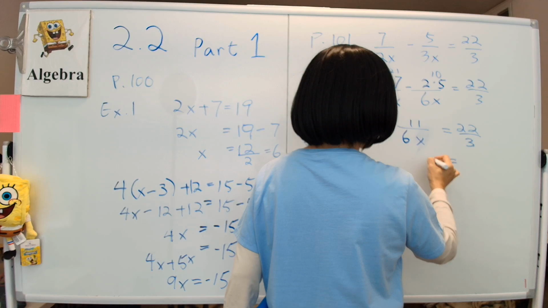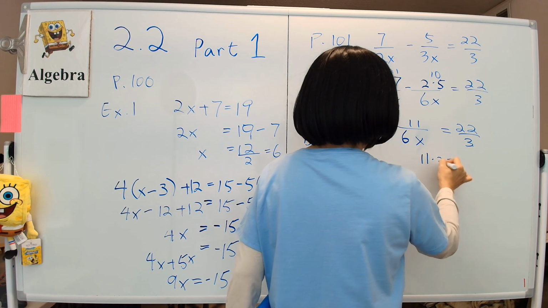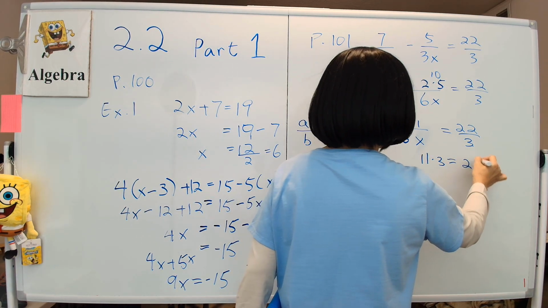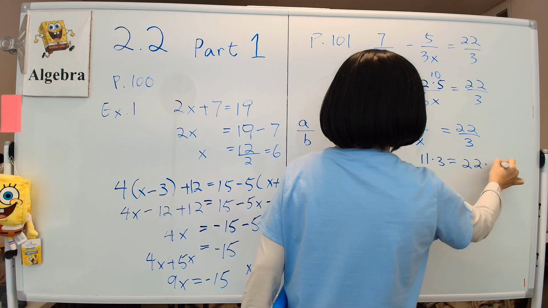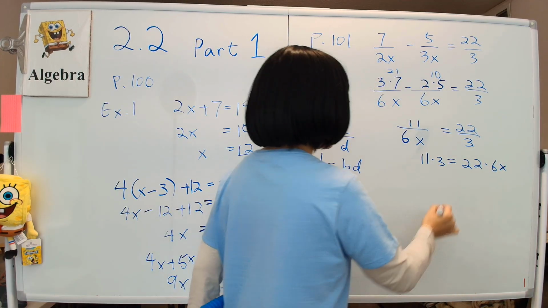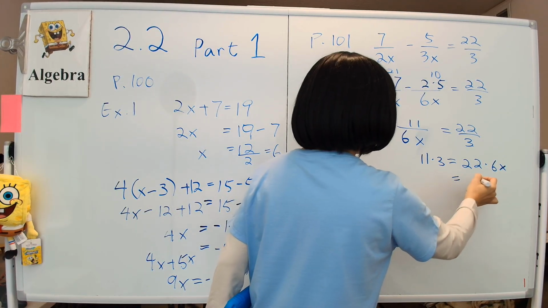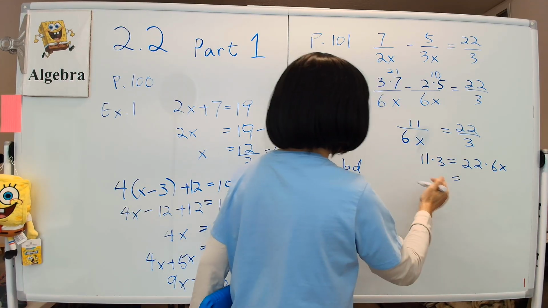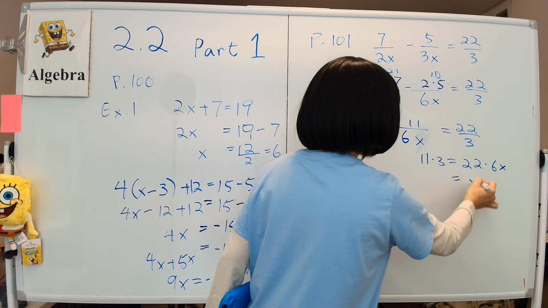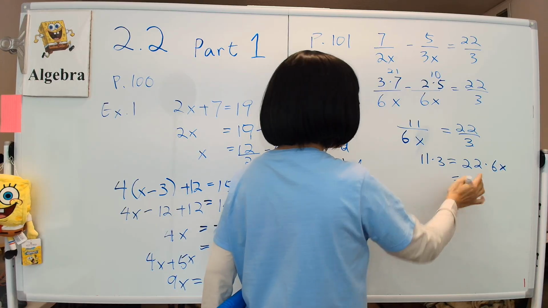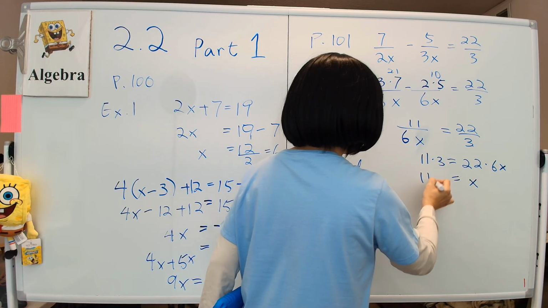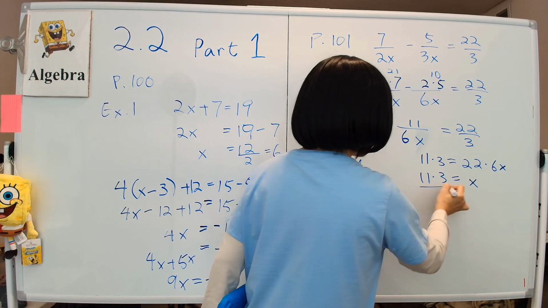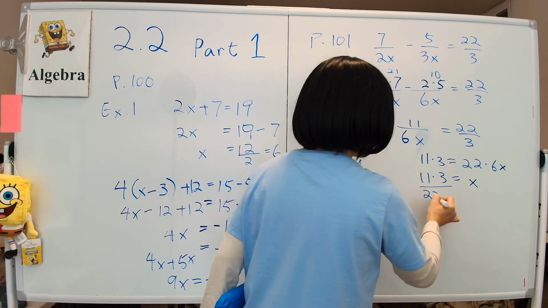So then 11 times 3 equals 22 times 6x. As a result, we are going to move all these numbers to the bottom of the division line, okay? Because we want to isolate x. X is on this side, but that changes nothing. We have 11 times 3. We're going to divide it by 22 times 6.